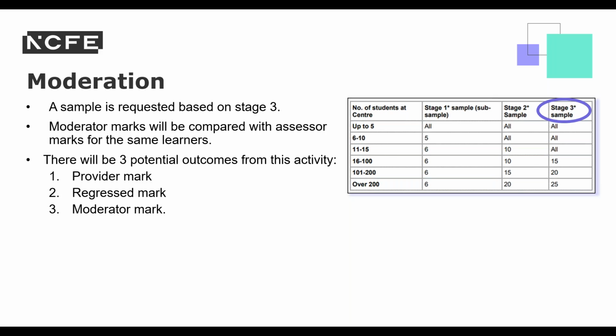Following the moderation process and the outcome of our quality checks, one of the following 3 outcomes will be applied to your cohort. The provider mark will confirm if the centre mark has been accepted. A regress mark will confirm that the regress mark has been accepted, and this is in line with JCQ's tolerance of 6%, and the moderator mark confirms that the NCFE moderator mark has been accepted.